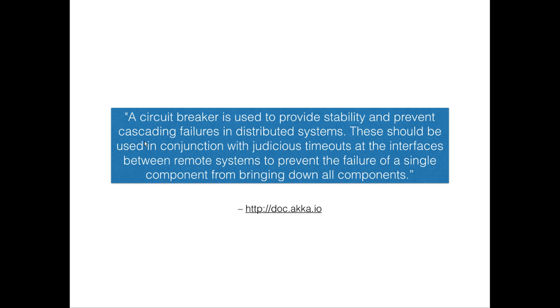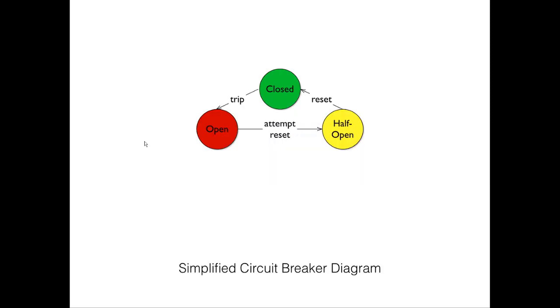So I'll just read this quote. A circuit breaker is used to provide stability and prevent cascading failures in distributed systems. These should be used in conjunction with judicious timeouts at the interfaces between remote systems to prevent the failure of a single component from bringing down all components. That's a mouthful, but they're awesome. So let's look at what they actually are.